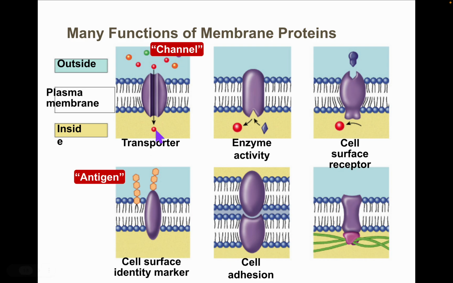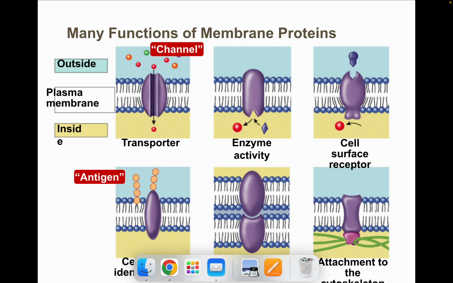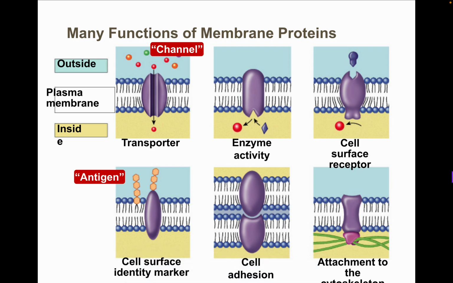So we have these two proteins on two different cells. So we're looking at two different cells, and they adhere to each other. Cells being able to adhere to each other is extremely important. And then we have proteins that are just there for the attachment to the cytoskeleton. And the cytoskeleton is protein fibers that give the cell its shape. Okay.